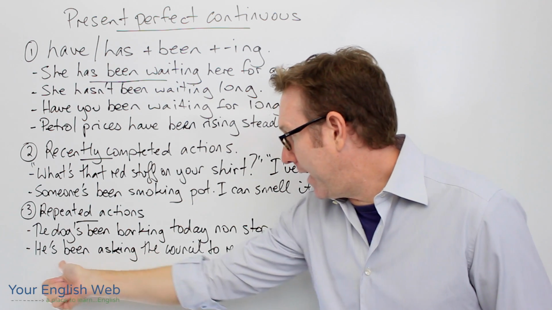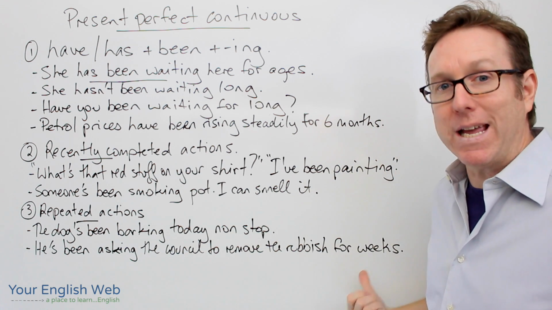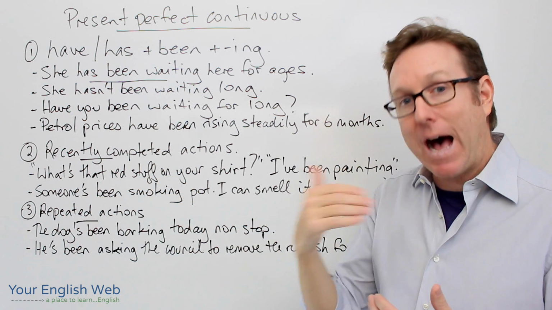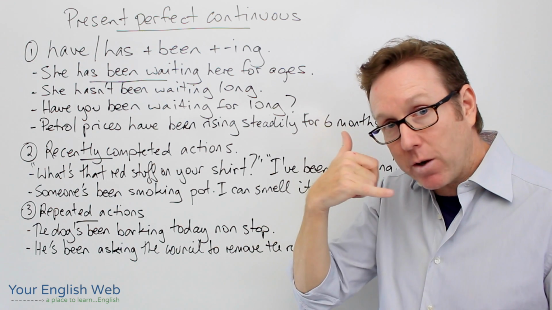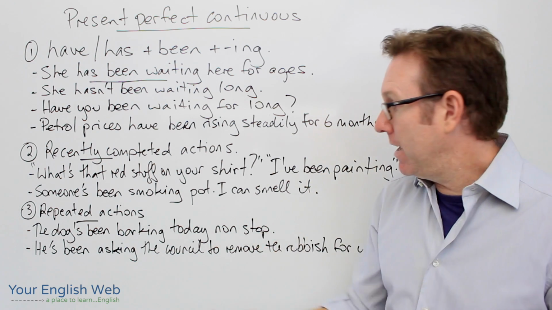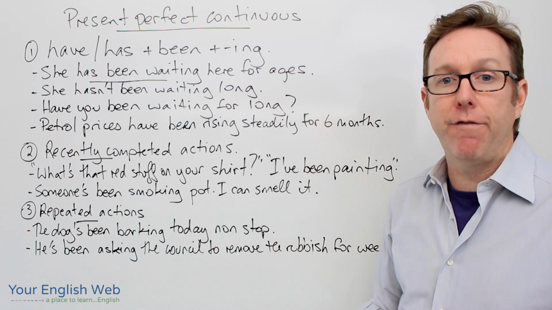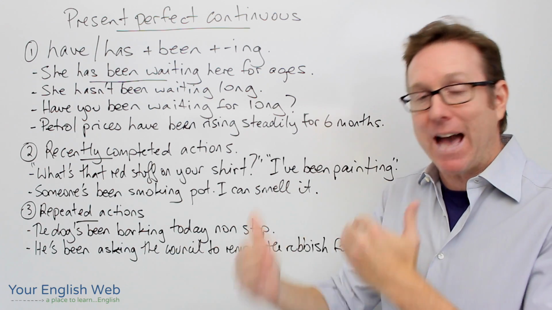And this example: he's been asking the council to remove the rubbish for weeks. This man has a problem. There's rubbish in his street. He's been asking the council or the town hall to remove the rubbish. He's been calling them up repeatedly. So he's been asking the council to remove the rubbish for weeks, for a long time. So it's a repeated action.